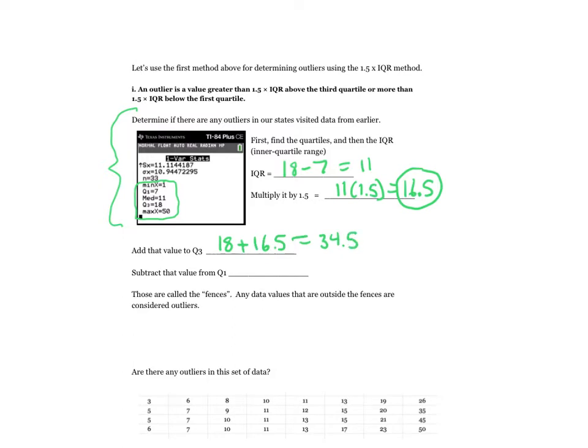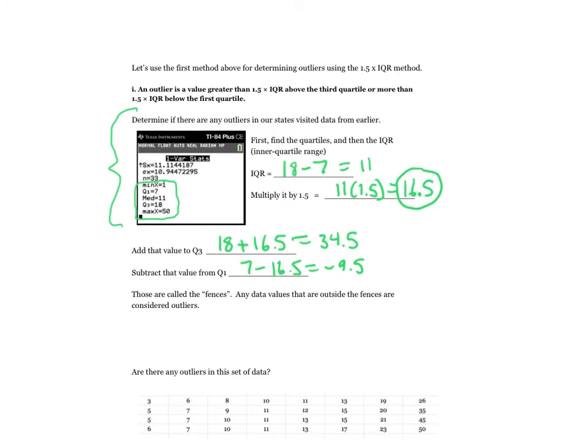That's going to help find outliers that are too large for our set of data. Then we're going to subtract that value from Q1. Q1 is 7, and I'm going to subtract 16.5. Now, obviously, 7 minus 16.5 is going to be a negative number. Okay, it's a negative 9.5.